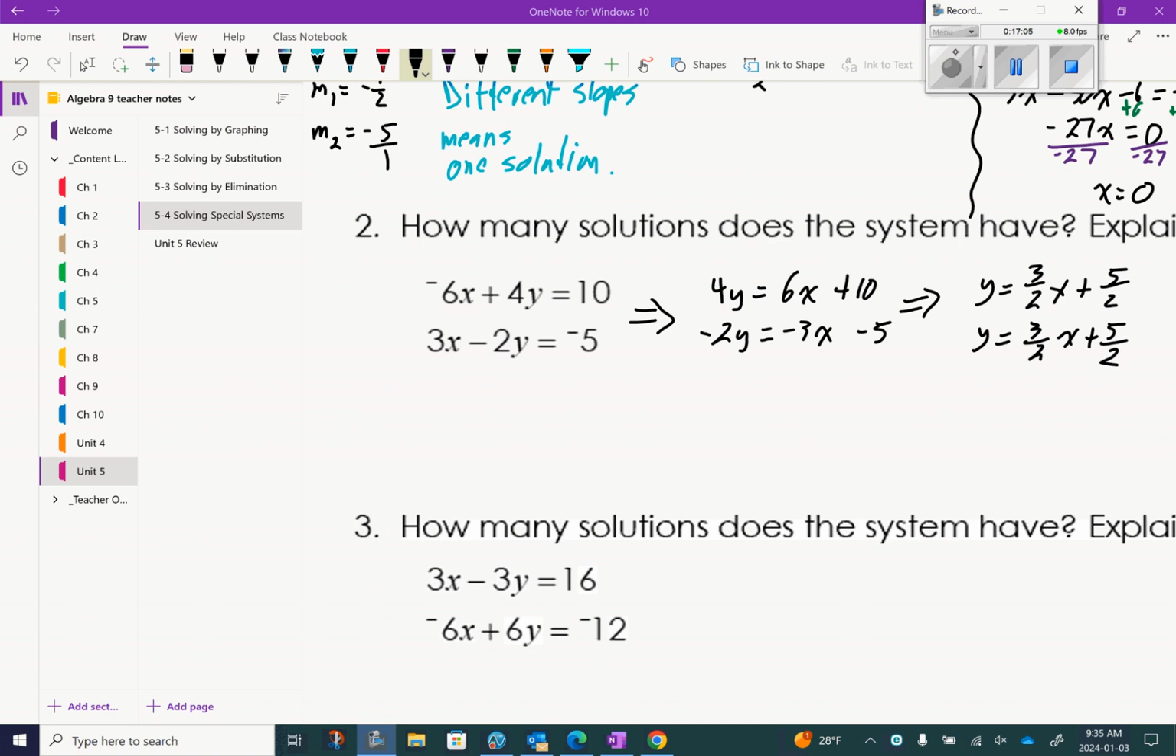So for the first equation, divide by 4. 6 over 4 reduces down to positive 3 over 2. And 10 over 4, well, we can reduce that down to 5 over 2. For the second equation, divide everything by negative 2. Negative 3 divided by negative 2 is positive 3/2. Look at that. They have the same slope. But then finish it. Take negative 5 divided by negative 2. This is a system that has an infinite number of solutions.